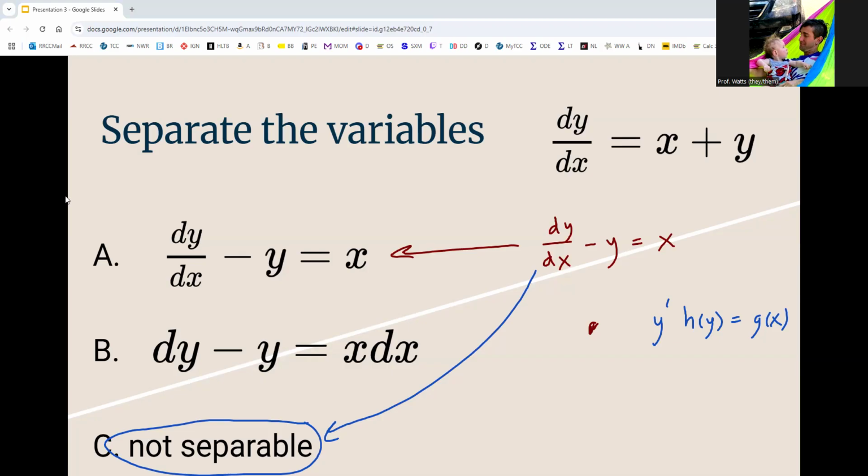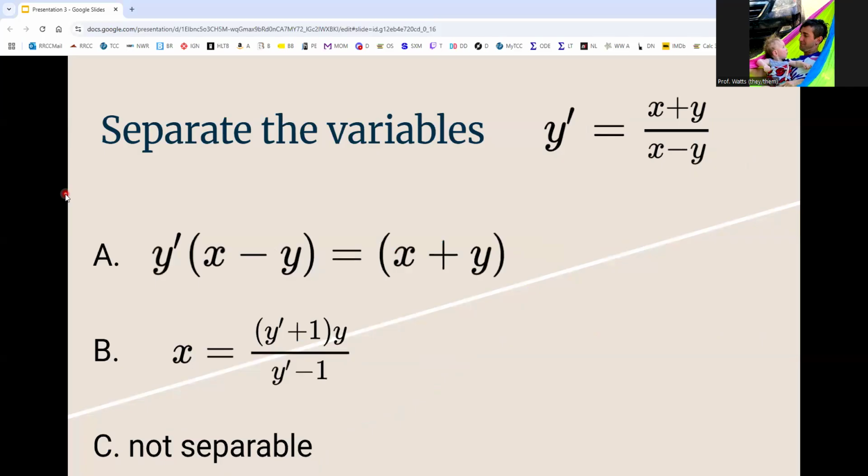Got one more for you. Okay, that's a pretty tough one because of the rational expression there. But you can indeed separate the variables. So multiply by the denominator. And then you'd want to distribute.